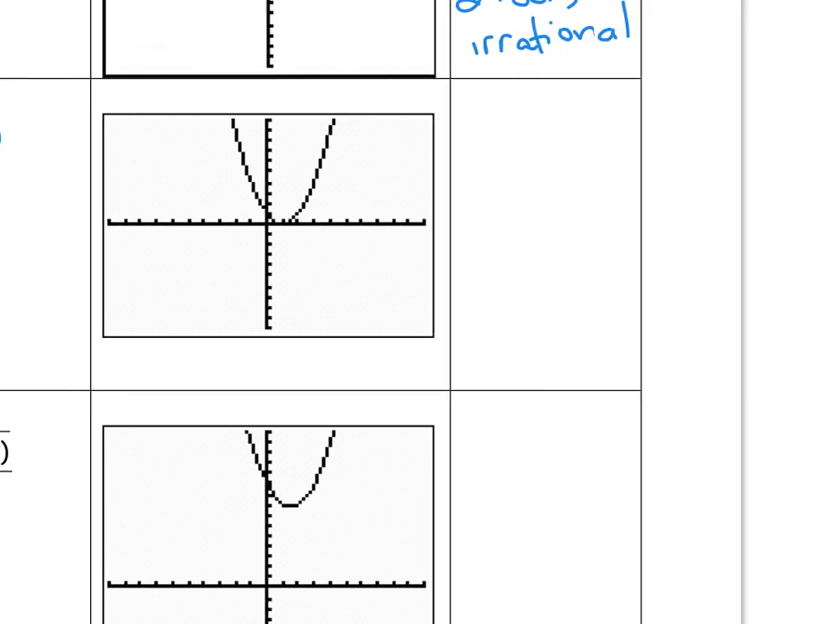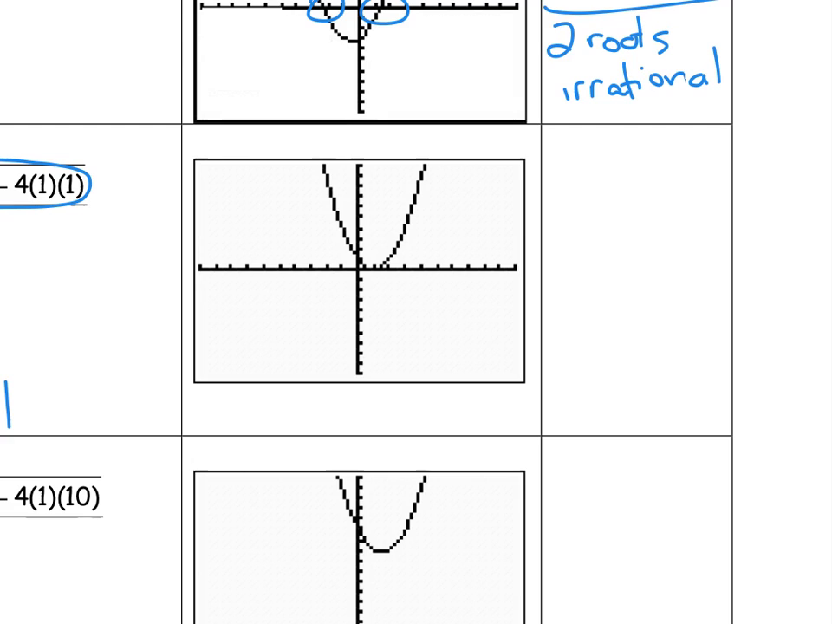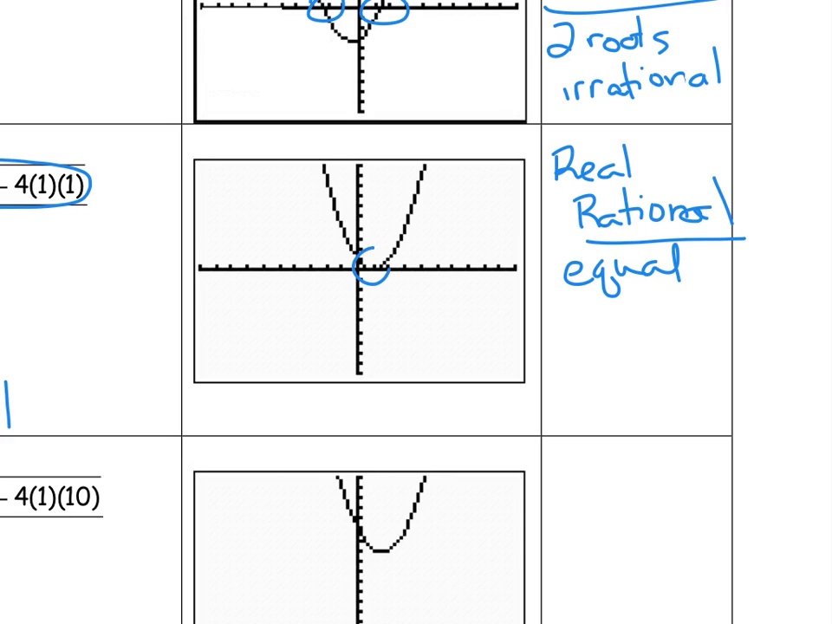So what we say when it's 0 is that it's real, rational, because there's no radical left. I mean, there could be a fraction, but the radical's gone, because radical 0 is just 0. So it's rational, and this time it's equal. Since it's equal, another way to write it is one rational root. So if it's a perfect square, there are two rational roots. If it's 0, there's one rational root.